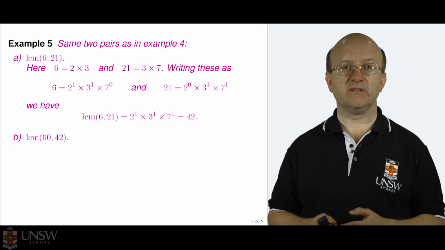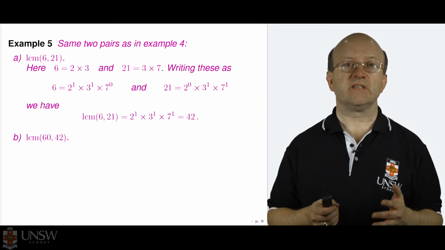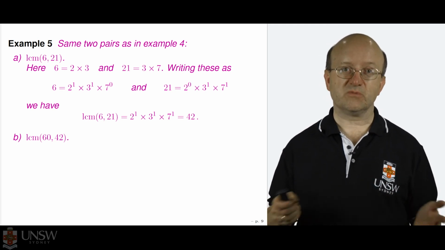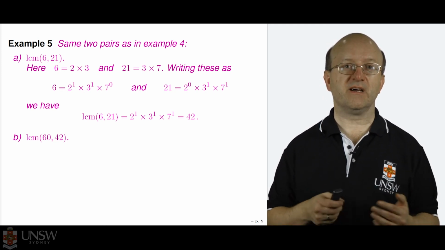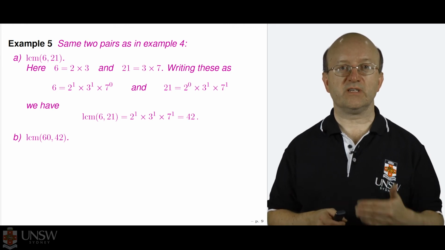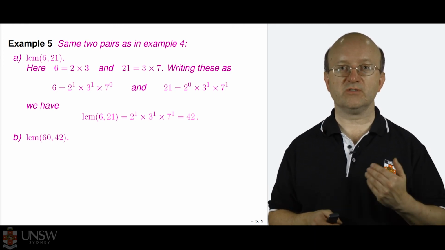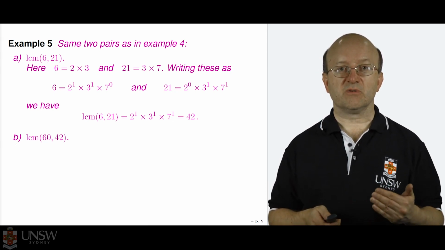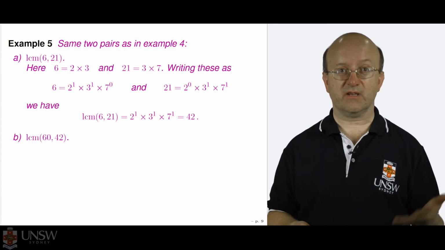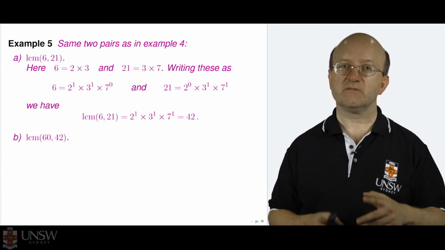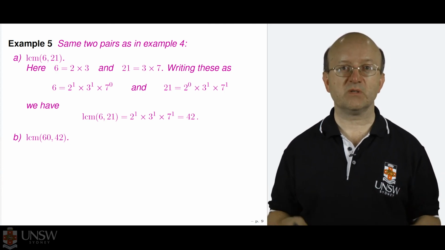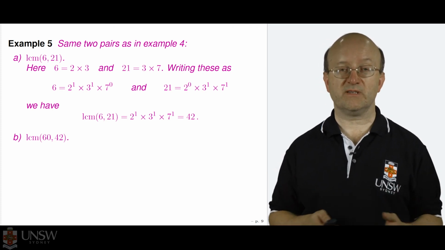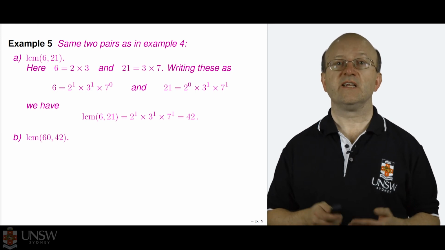Well, going through this in detail, once again, 6 was 2 by 3, remember, 21 was 3 by 7. We write these once again in terms of all three primes that occur. 6 is 2 to the 1, 3 to the 1, 7 to the 0. 21 is 2 to the 0, 3 to the 1, 7 to the 1. So the LCM must be 2 to the 1 because it's the highest power of 2 that occurs. It's in 6. 3 to the 1 is the highest power of 3 that occurs. It's in both numbers. And then 7 to the 1 because that's the highest power of 7 that appears, and that's in 21. And 2 by 3 by 7 is 42.